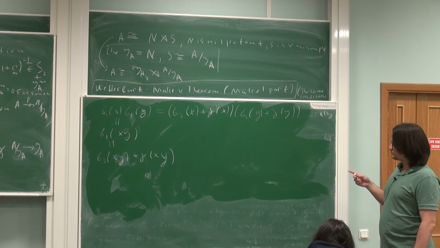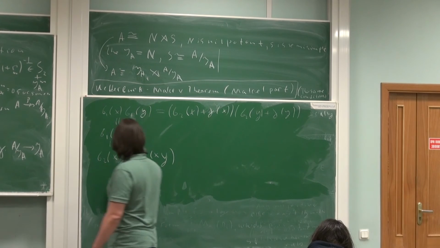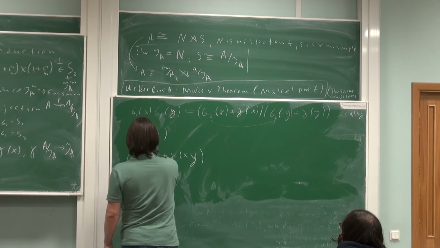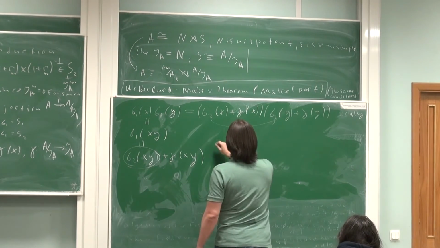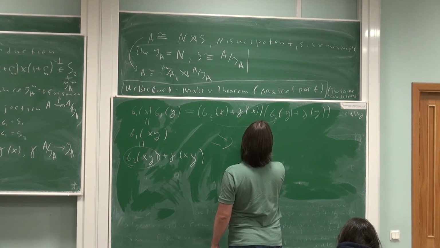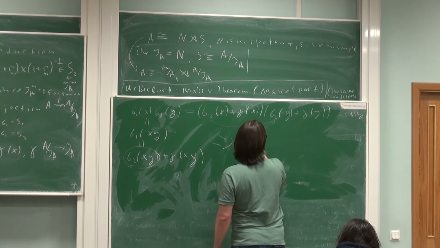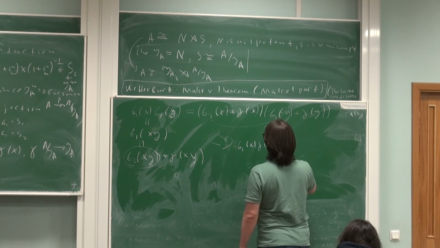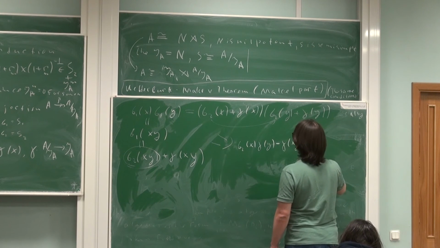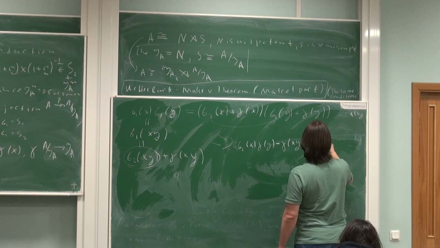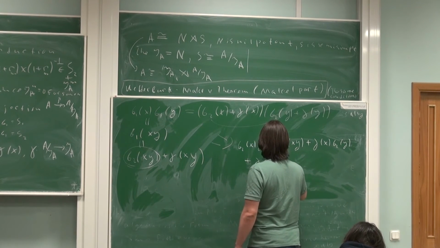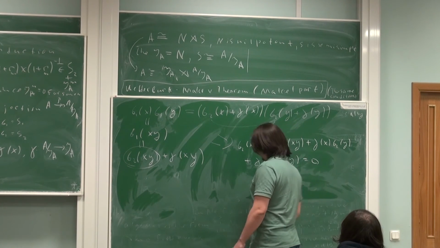Then what do we see? We see that this product will cancel with this, of course. So we will get the equality: sigma 2 of x gamma of y minus gamma of xy plus gamma of x sigma 2 of y plus gamma of x gamma of y is equal to 0.